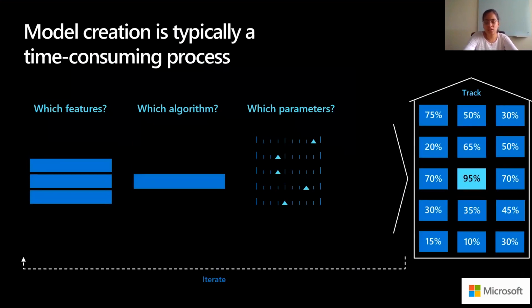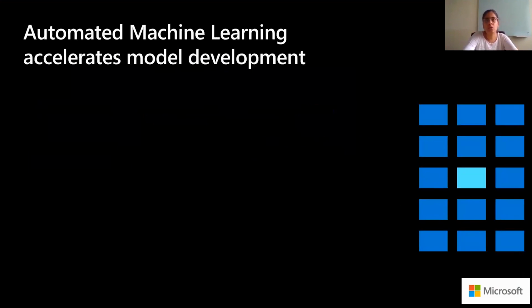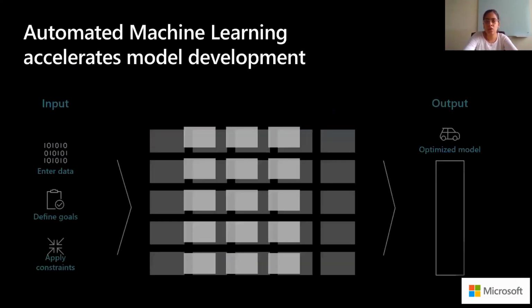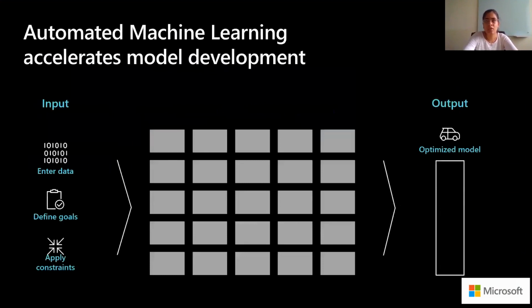So what if there is a way to automate all of this? And that's exactly what automated machine learning does. So you will have to provide the list of data points for the automated machine learning. You define your goals and apply any constraints that you might have.